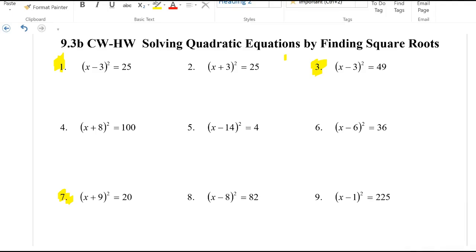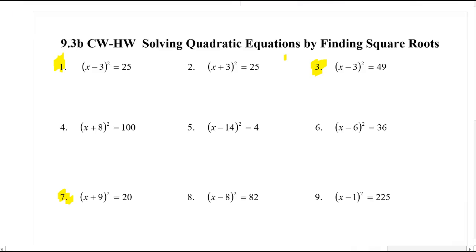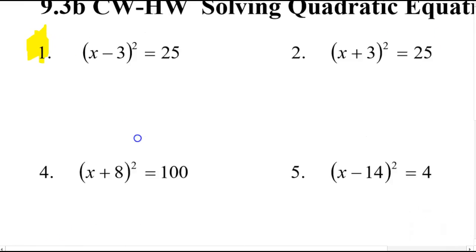Hey Algebra 1, this is a video that is going to go over solving quadratic equations by finding the square roots. So using the square roots. That would be these lovely symbols, square roots. Okay? So let's look at the first problem here on the left, number 1.